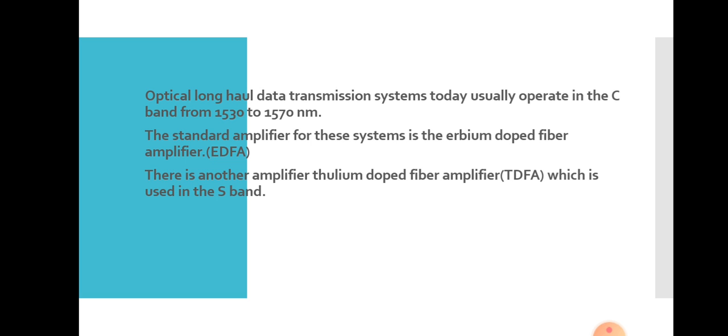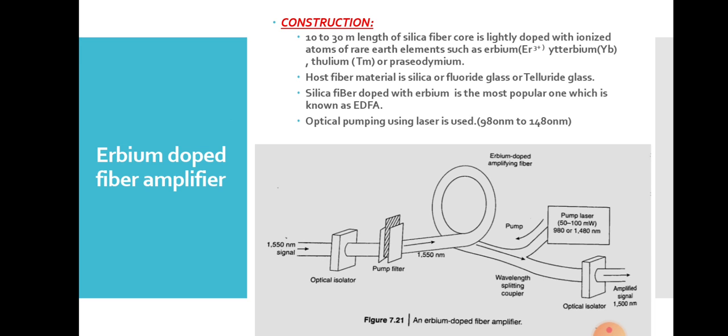Also, there is another amplifier, that is the thulium doped fiber amplifier, TDFA, which is used in the S band. The S band is very close to the C band. Here we will discuss EDFA, that is Erbium doped fiber amplifier. First of all, let us see the construction of the Erbium doped fiber amplifier.